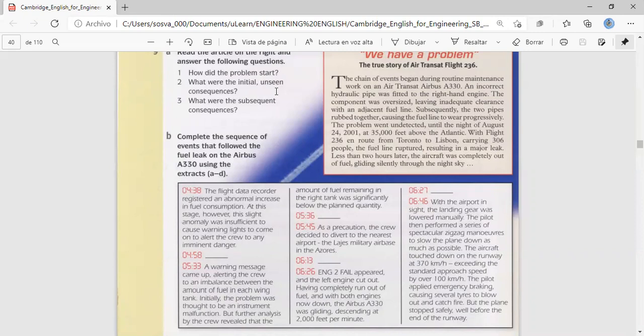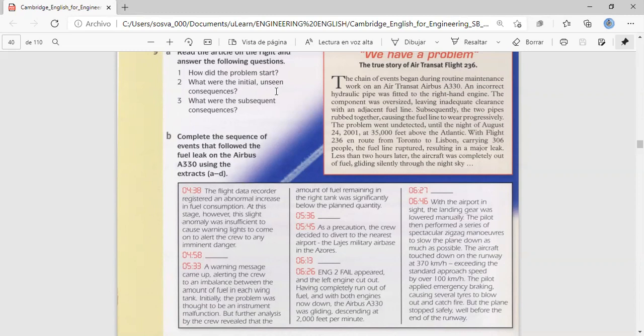Now, which one was the subsequent consequence? And the major problem, well, it progressively caused the fuel line to detach. That means, in this case, to start leaking, and it begins to rupture. Exactly. And after 2 hours, the aircraft was completely out of fuel and it was just gliding silently through the night sky.